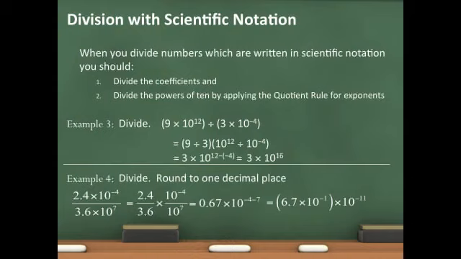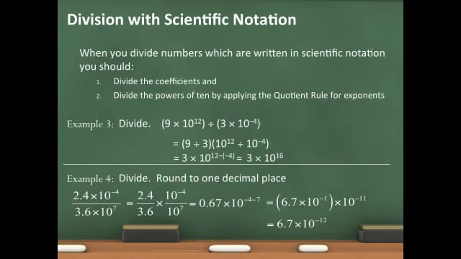The result, 0.66666 times 10 to the negative 11, is not written in scientific notation since the absolute value of the coefficient, 0.666666, is less than 1. 0.666666 is equivalent to 6.66666 times 10 to the negative 1 power. The 10 raised to the negative 1 is multiplied by 10 raised to the negative 11 to get 10 raised to the negative 12.